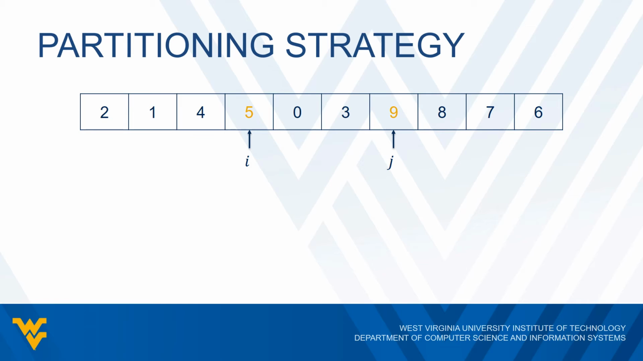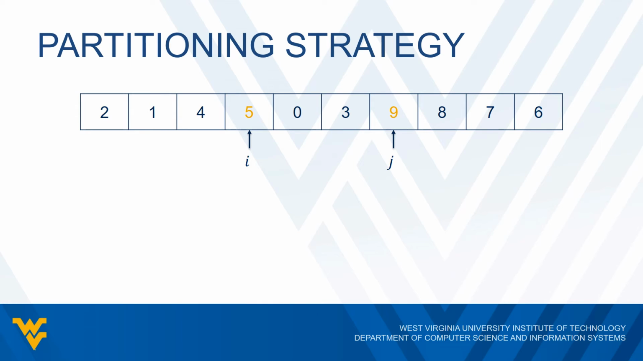Well, at least until we find a value that shouldn't be there. So we move i over to 0. 0 is less than 6, so we're good there. i moves over to 3. 3 is less than 6, we're good there. i moves over to 9. Well, 9 is greater than 6, so i will stop at 9.